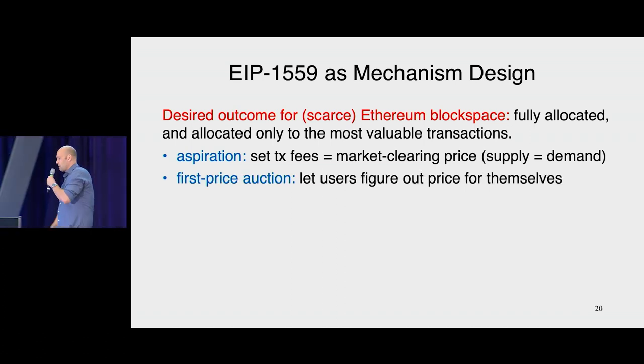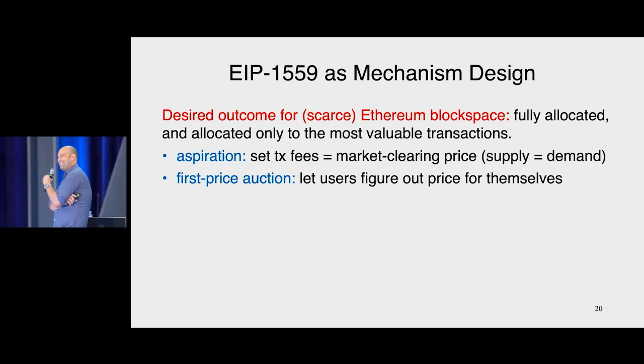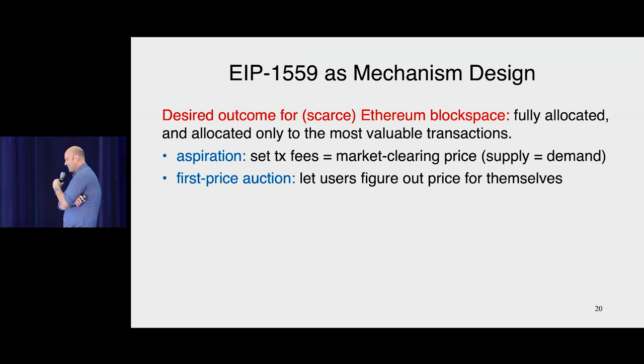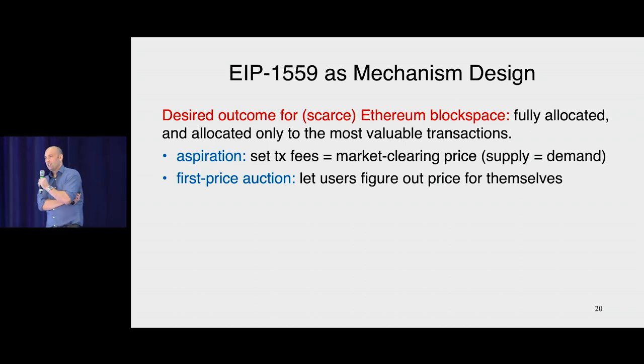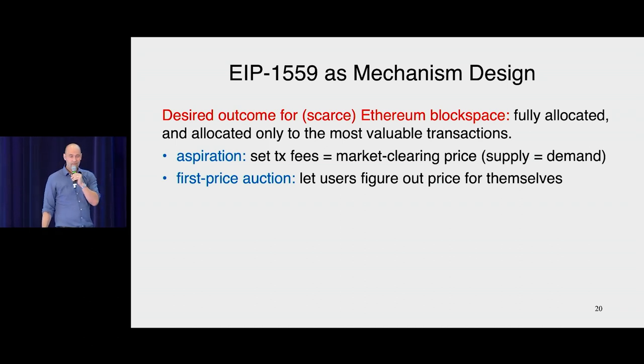Now, the market clearing price does not fall from the sky, so your mechanism has to do something else. The way it worked in Ethereum until a little over a year ago, and the way it continues to work in Bitcoin, is a first price auction, which basically says, let's let the users figure out for themselves what the market clearing price is. They bid, they have to pay what their bid is, and you hope that at equilibrium, the bids are going to be the market clearing price. That's the hope of that format.